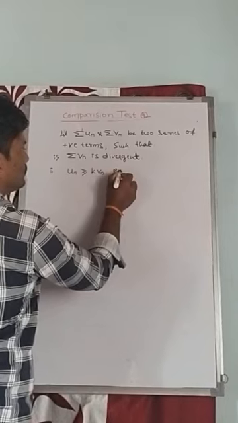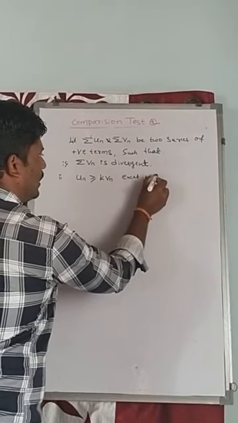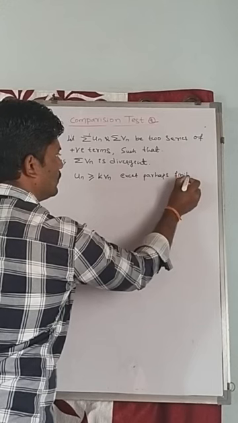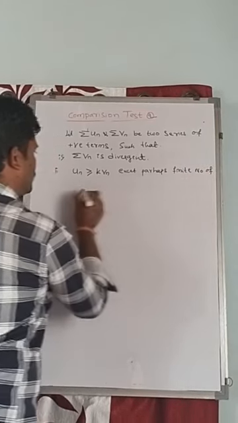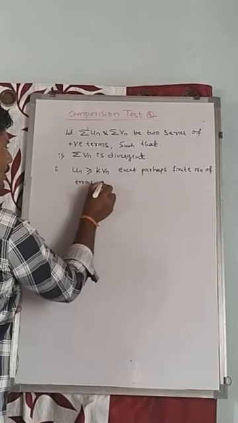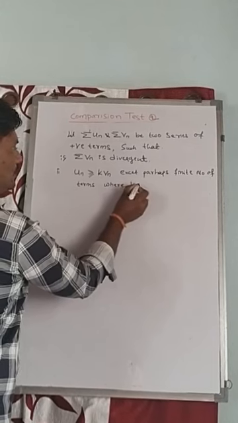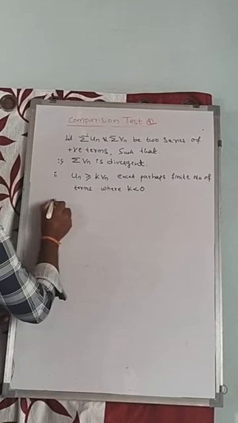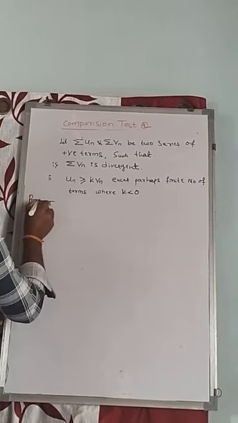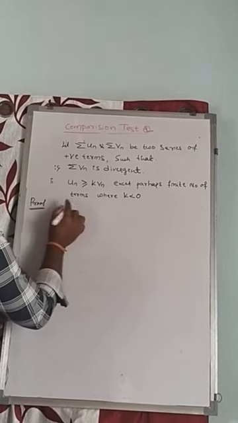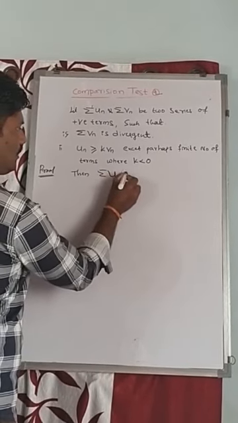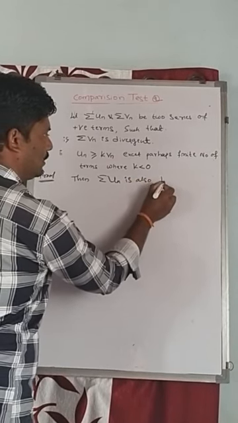Except perhaps for a finite number of terms where k is less than 0, then summation of un is also divergent.